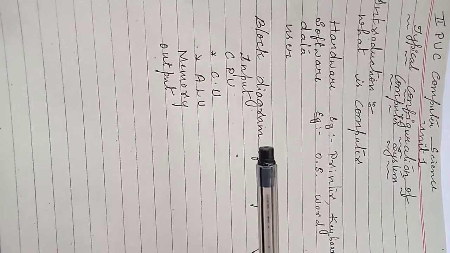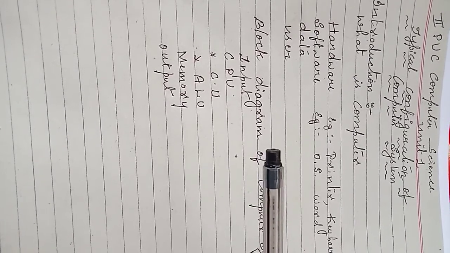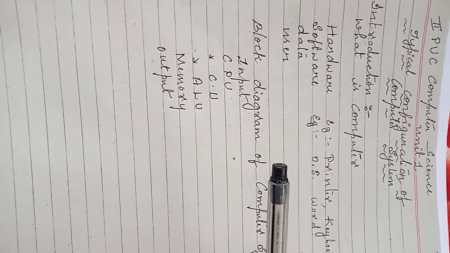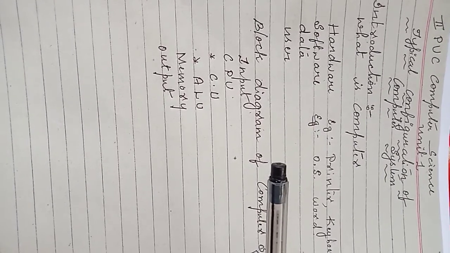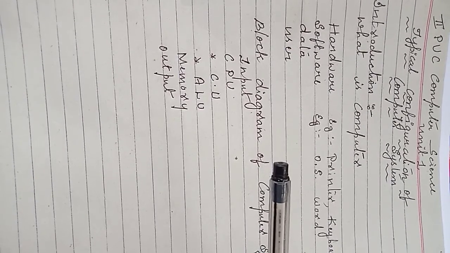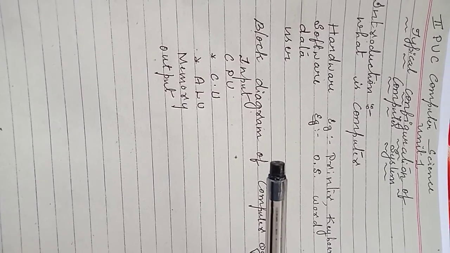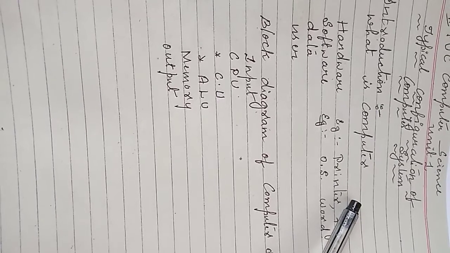We have what is a computer. You all know the definition of computer. You have also learned it in first PU, right? What is a computer? A computer is an electronic device which is used to perform a specific task. Also, computer is derived from a Latin word, compute. Compute means it is for calculation. Okay, this is the definition of computer.